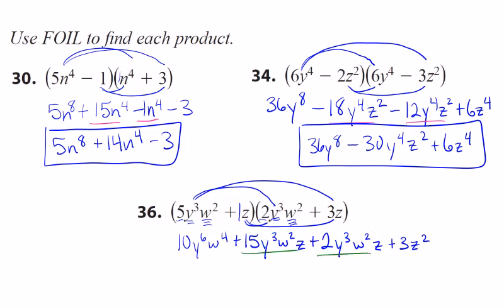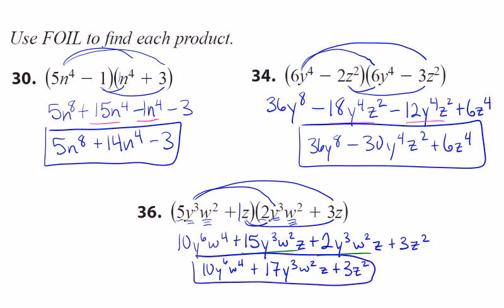First I'm going to bring down the 10y to the 6th w to the fourth. And then I'll add 15 plus 2 and get 17. And then I'll tag the variables on the end. Those don't change, right, because we're adding and subtracting. All right, so the variables only change when you multiply, right? So in the FOIL step, you can change the variables. If you have like bases, you can change the exponents of the variables. But when you get to the combining like terms step, you just change the coefficients, leave the variables the same.